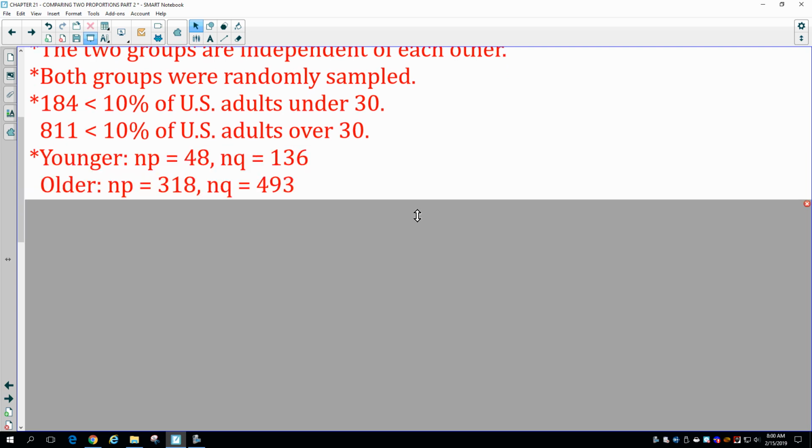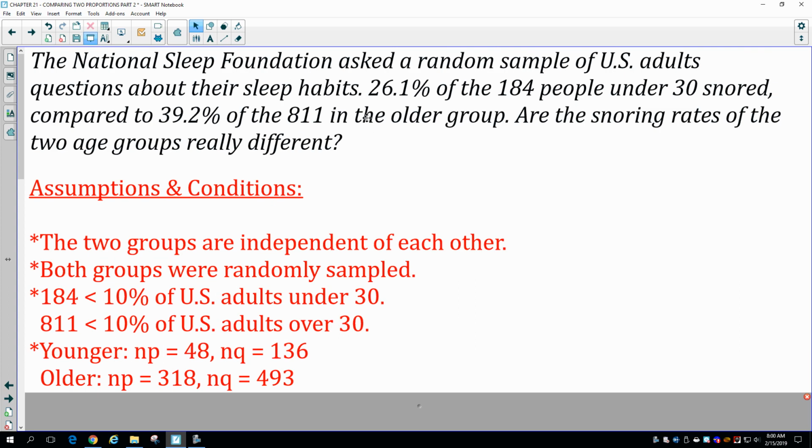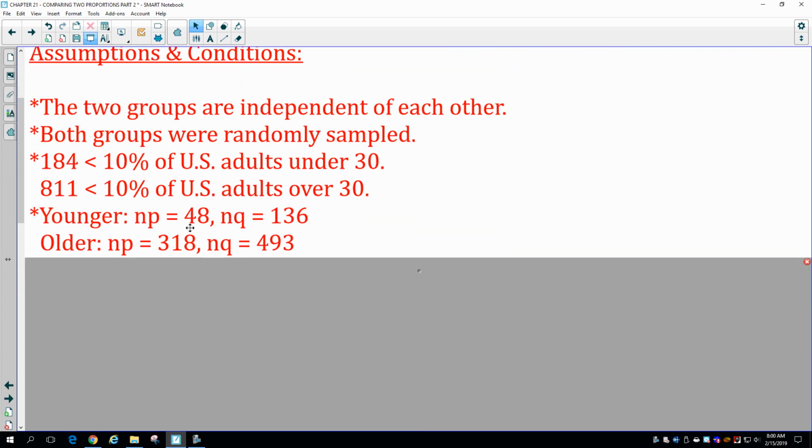And of course, we need to check np and nq for both groups. I did a little rounding. I multiply 0.261 times 184, and then subtract what's left over, and then do the same thing for the older people. So we're good to go on np and nq, and now we can start with our hypothesis test.